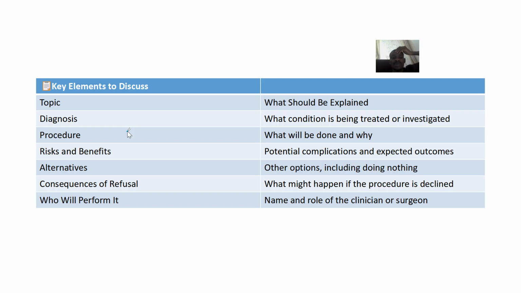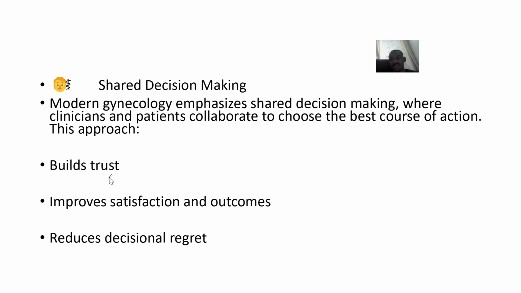So things that you might actually need to discuss in that form include the diagnosis, right? So what was the problem that led to you wanting to do a procedure? All right, you talk about the procedure, how it is to be done, talk about the risks and benefits, talk about alternatives. That's to make sure that you told the patient about other alternatives, but the patient actually had to go for this. The consequence of refusal. What would have happened if the patient rejected it? All right, then who will perform it? The name and the role of the clinicians or surgeon should actually be indicated there.